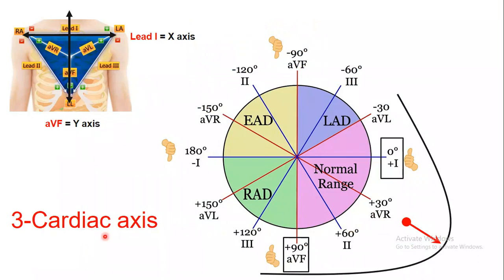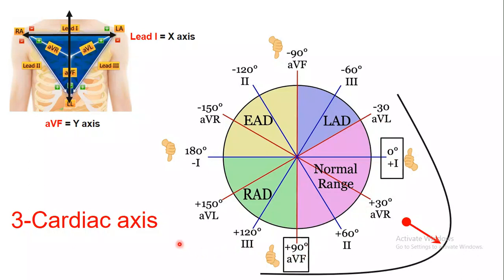Third thing is the cardiac axis. Cardiac axis means the direction of the voltage or electrical activity of the heart. How do we calculate it? As we discussed before, the direction of this current is downwards and to the left, so the normal axis will be between minus 30 and plus 90.